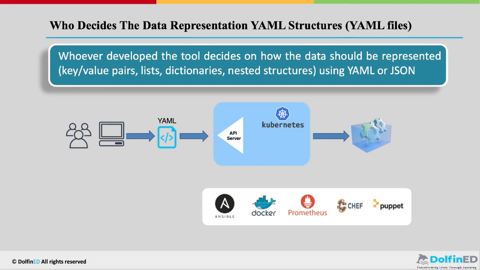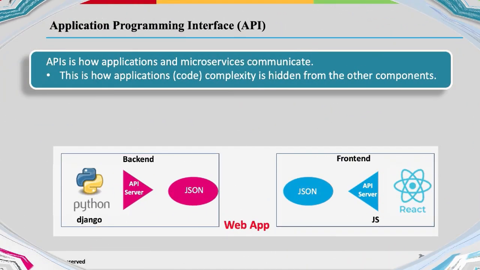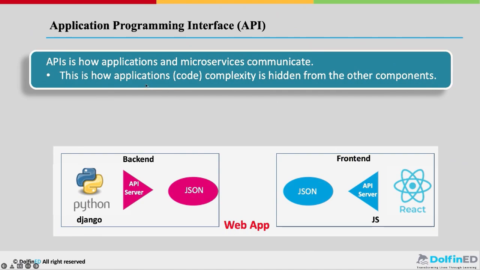So understanding how to deal with and write YAML is one thing, which we have already learned. But understanding the syntax the tool is expecting you to write in your configuration file is something that we learn as we learn the tool itself. And this is true for Kubernetes, for Ansible, for Docker, Prometheus, Chef, or Puppet, any one of these tools. Okay, so APIs are how applications and microservices communicate.